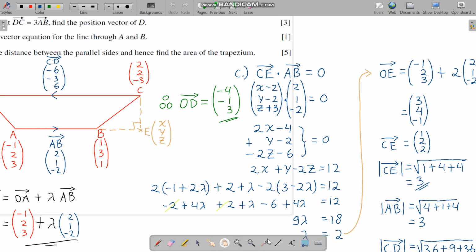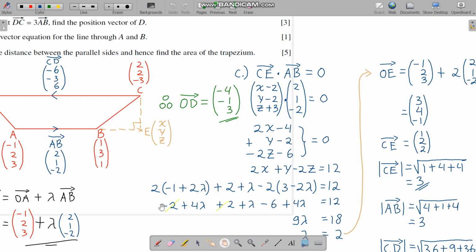Now CE times AB, the direction of CE and the direction of AB, if you multiply you should get 0 because they are perpendicular. So what is CE? CE is E minus C. So x minus 2, y minus 2, z minus minus 3, so z plus 3. The AB is 2, minus 1, minus 2. So you multiply x minus 2 times 2, y minus 2 times 1, z plus 3 times minus 2, we get this. And they have to be 0. So if you simplify, 2x plus y minus 2z equals, this is minus 12, move to the right, plus 12.